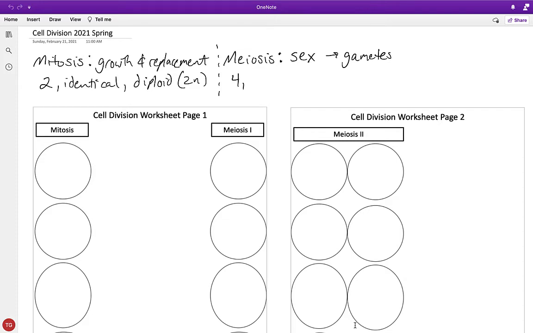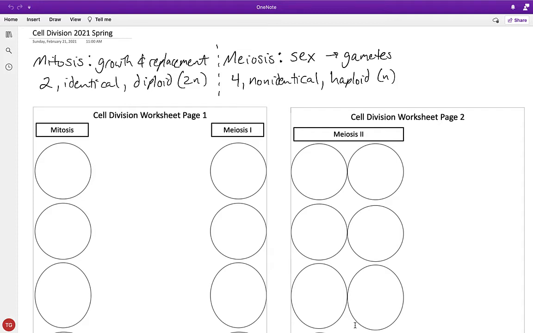I'm going to describe these as non-identical. Some people might describe them as being unique. But we know that anytime we're creating things through some random processes, there is the possibility of creating identical things. It's just very unlikely given the kinds of shufflings that we're going to talk about as we go through this. And these cells, most importantly, maybe, are haploid, or N.